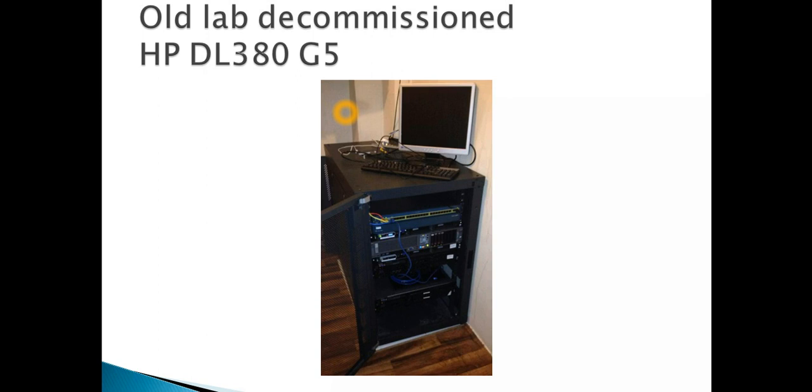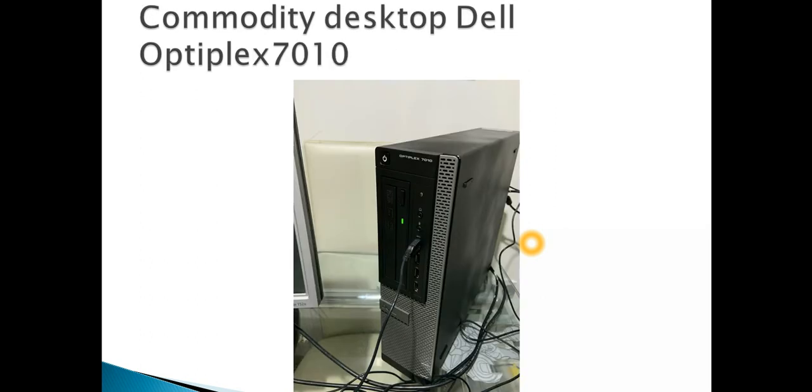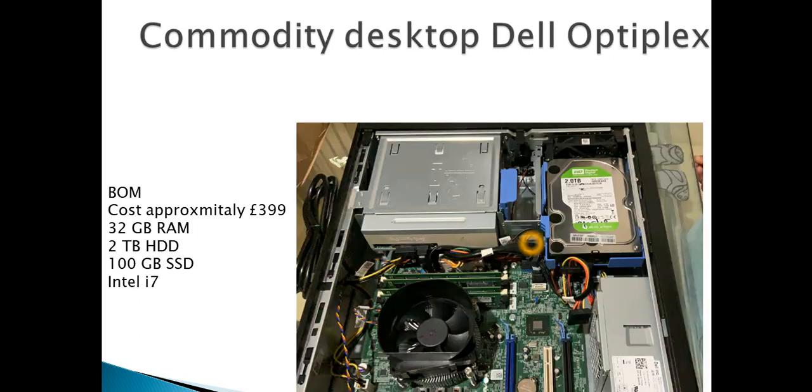I had an old lab here, which I decommissioned. This was an HP DL380 G5, as you can see, I have highlighted it here. Very expensive to run. It was having wear and tear, and I had to keep replacing the disks and stuff. So I decided to move on and use the commodity desktop Dell Optiplex 7010. I didn't spend much. I only spent less than 400 pounds.